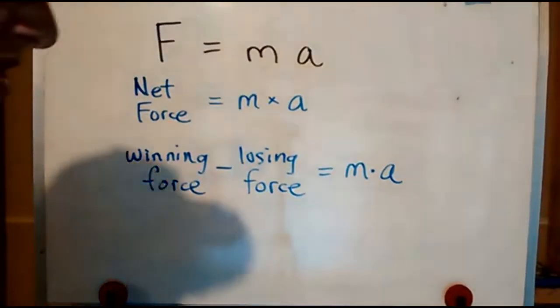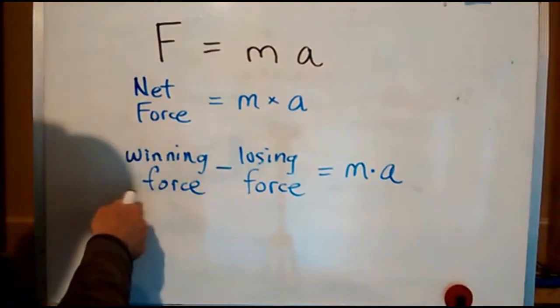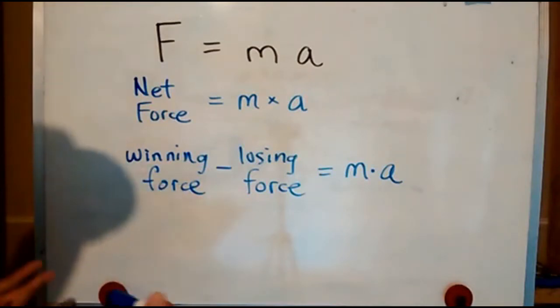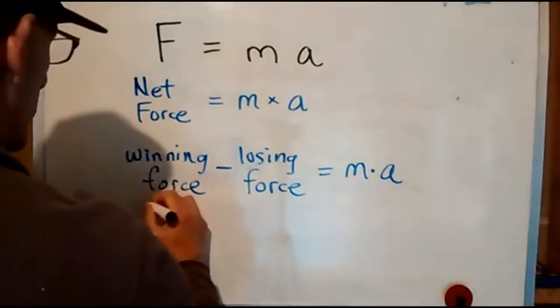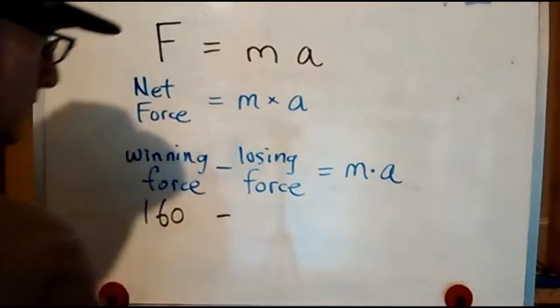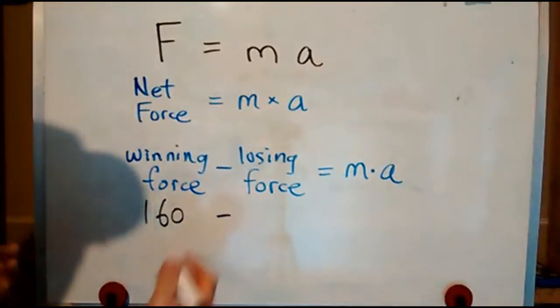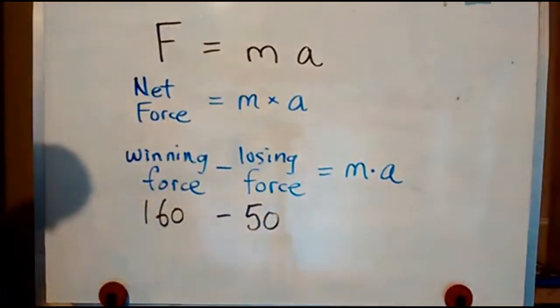In the case of the pushing van video that's on my YouTube, the winning force is two students pushing with 80 newtons each. So it would be like 160 newtons would be the winning force. The losing force is the friction force, could be with the ground, could be with the air. But the friction force in this example is 50 newtons.